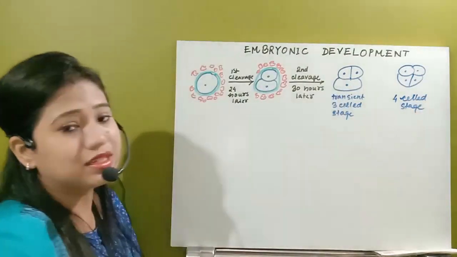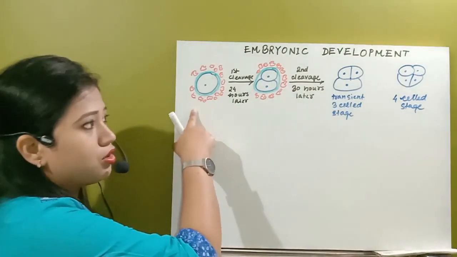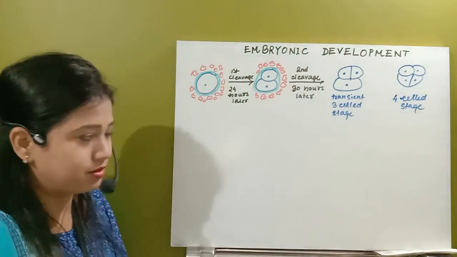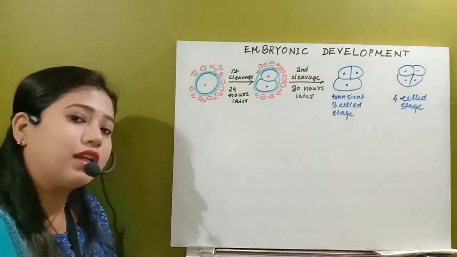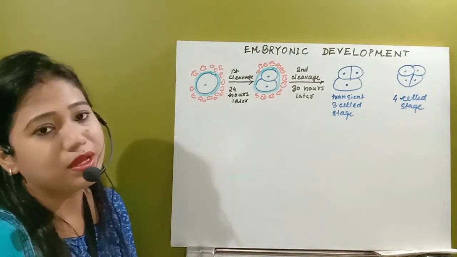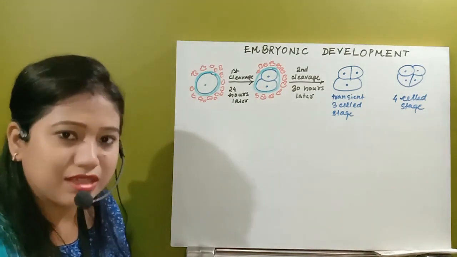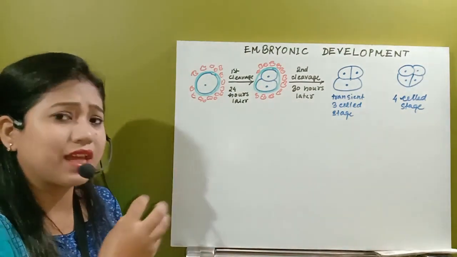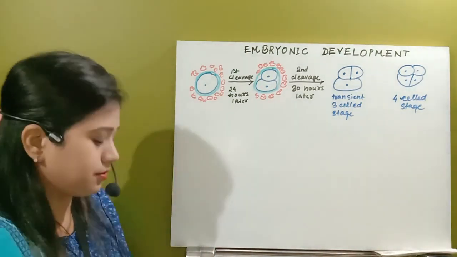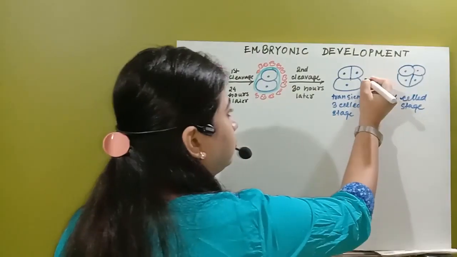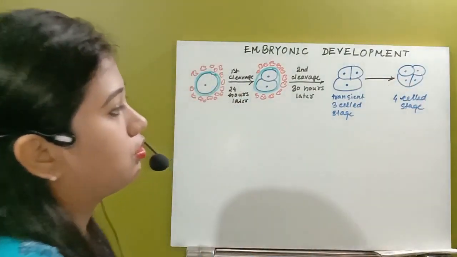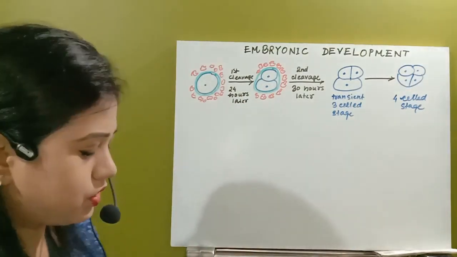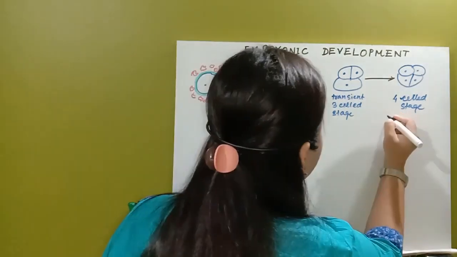In this 4 cell stage, you can see, like here we have seen that the zygote had the highest amount of cytoplasm. Gradually the cleavage is going on and the cytoplasm content remains the same, so each cell is getting less amount of cytoplasm. So gradually the cell sizes start to decrease. So after the second cleavage we have the 4 cell stage.